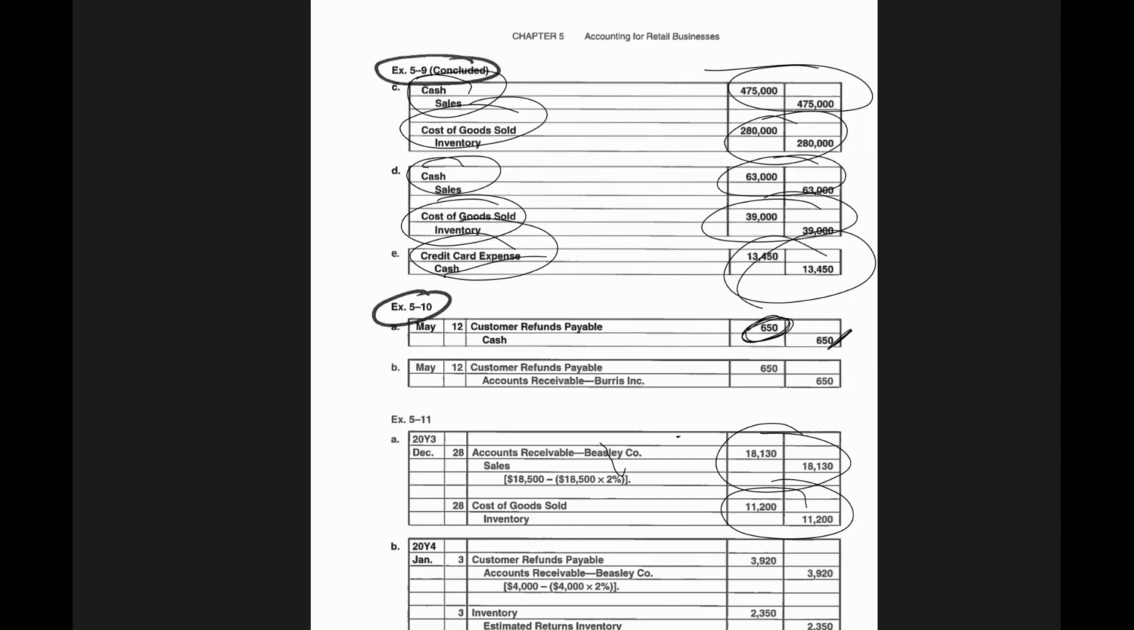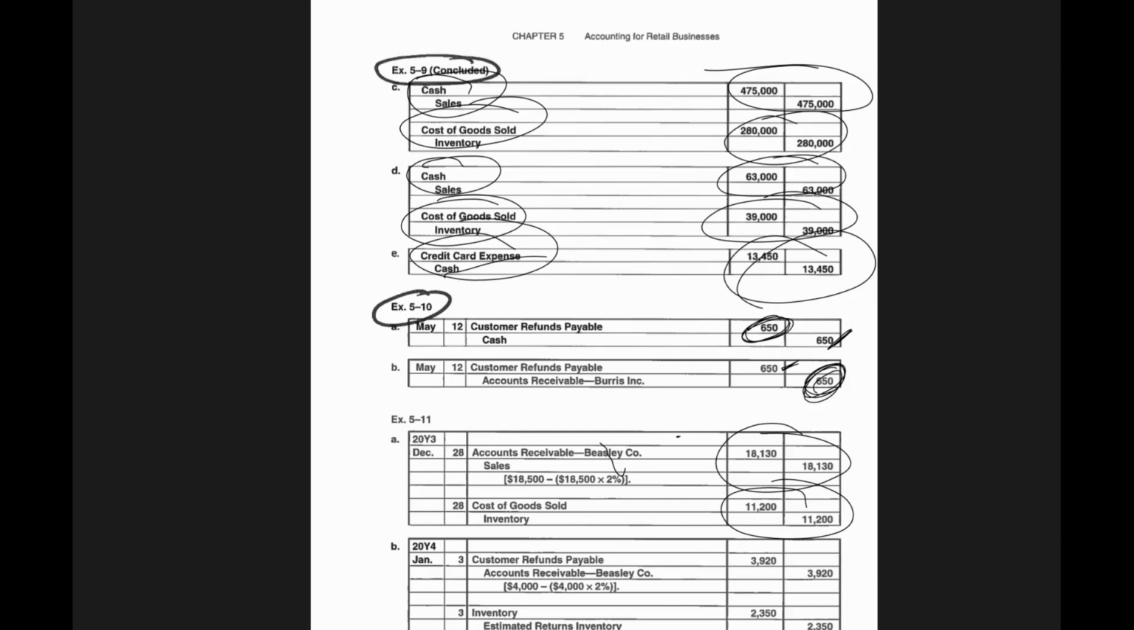Letter B, it's just slightly different. It says, assume that instead of paying Burris cash, Singer issued a credit memo to Burris to be used against their outstanding AR. So in this case then, we will reduce their AR by $650. It's still a debit to the customer refunds payable.